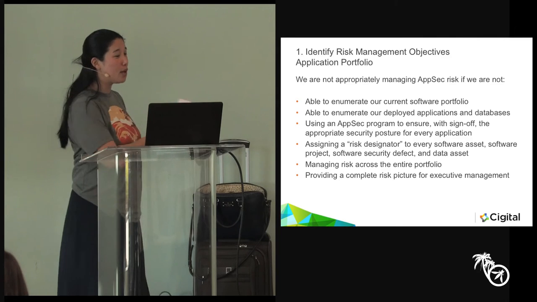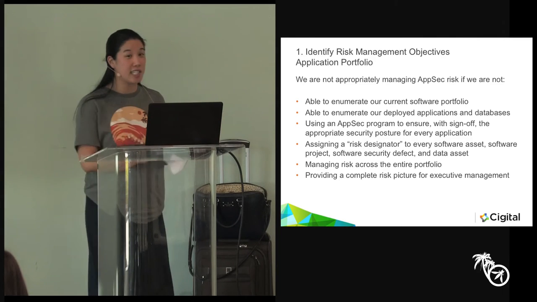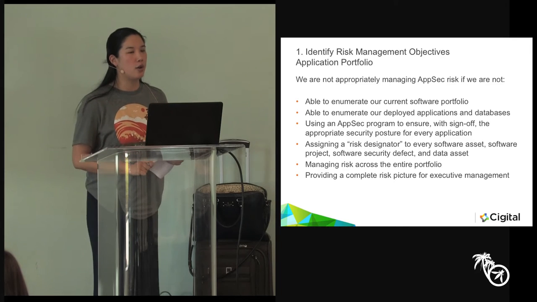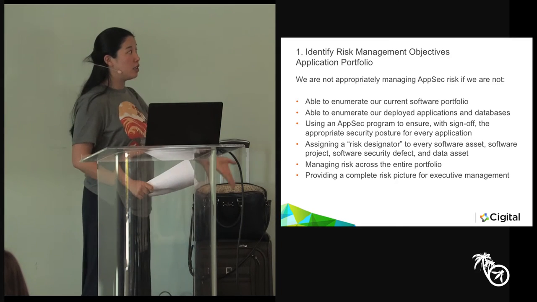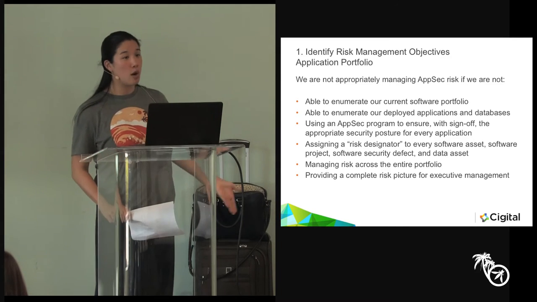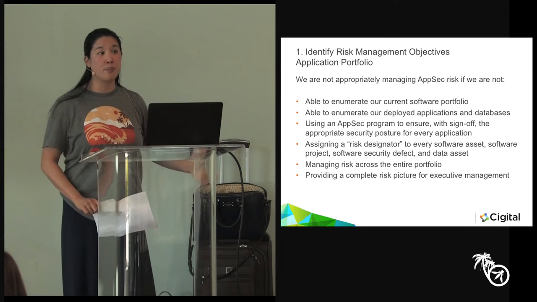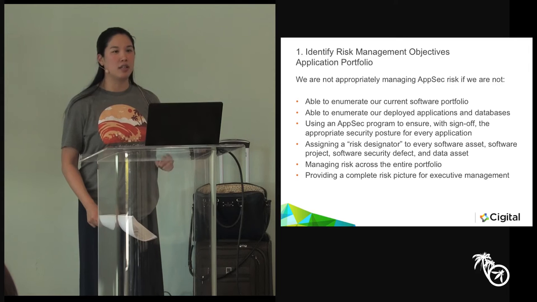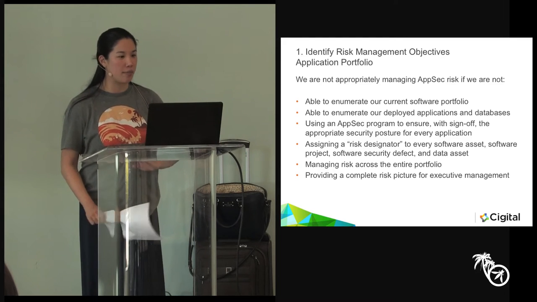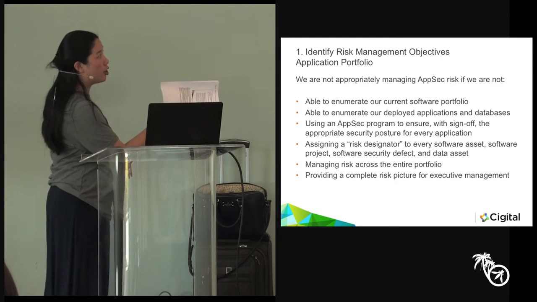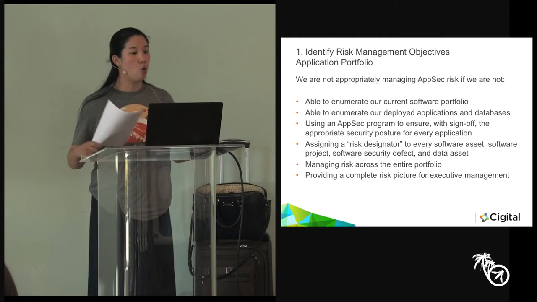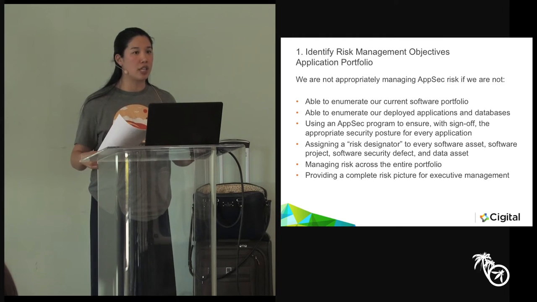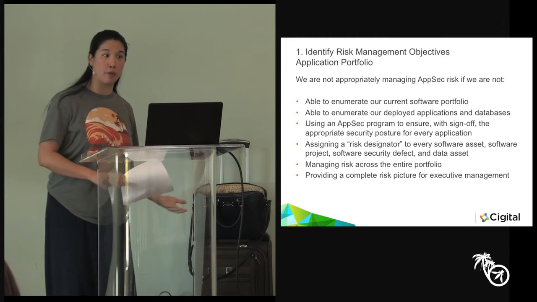So some objectives, and on this slide, we've got 6 objectives. You could go to your exec, and maybe you care about all these 6, maybe you don't, but here's 6 that you can pick from and talk to. That's more detailed than "good software good, bad software bad." So maybe you can go to your executive and say, look, we are not appropriately managing AppSec risk if we are not doing the following things.